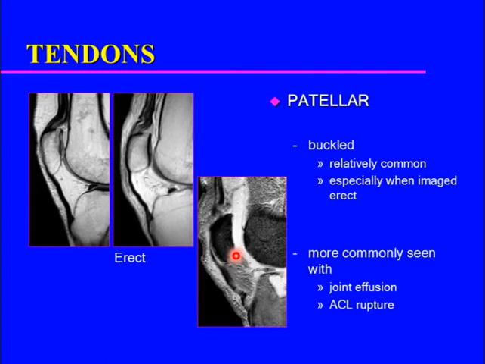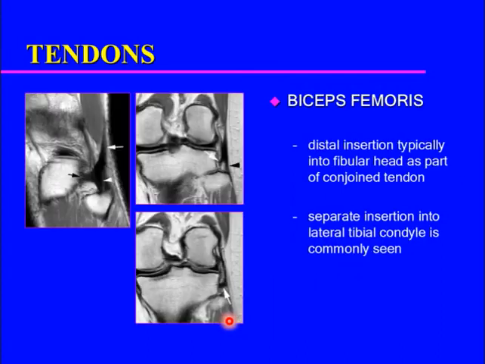Regarding the patellar tendon, which is in fact the same tendon below the patella, the same quadriceps tendon, it can be buckled, which is relatively common, especially with erect imaging. You can see it buckled. It can be straight like this or buckled like this. It's not very straight. More commonly seen with joint effusion and ACL rupture, because there will be joint laxity resulting in buckling of the tendon. Okay, it becomes wavy. Also, the biceps femoris tendon.